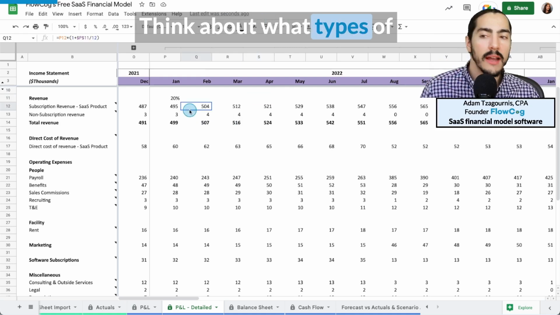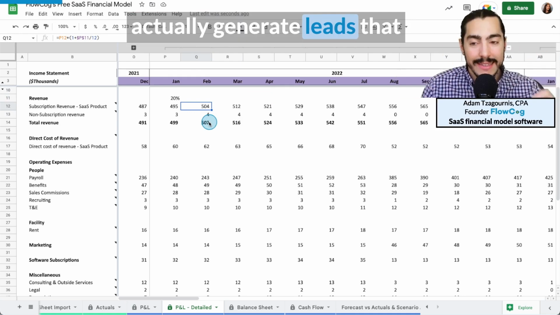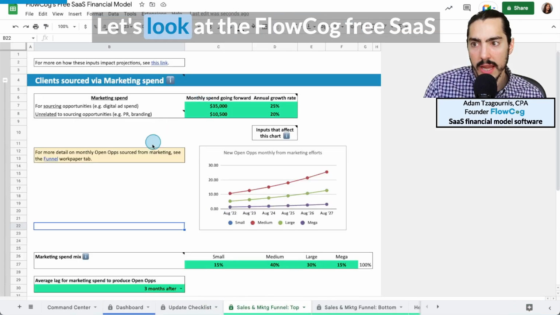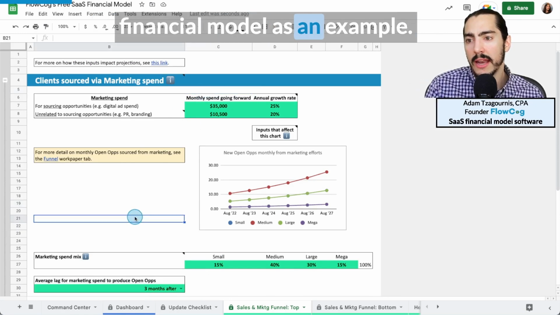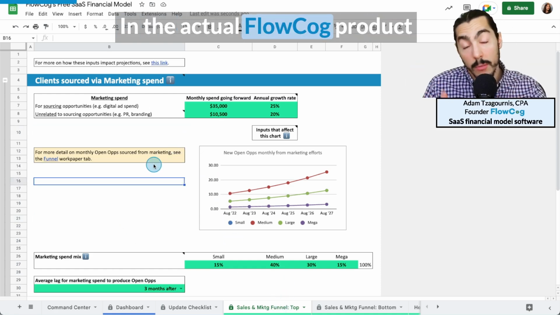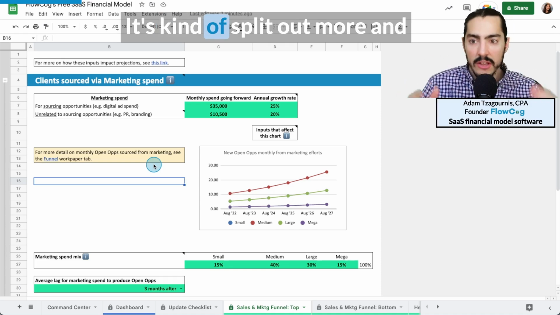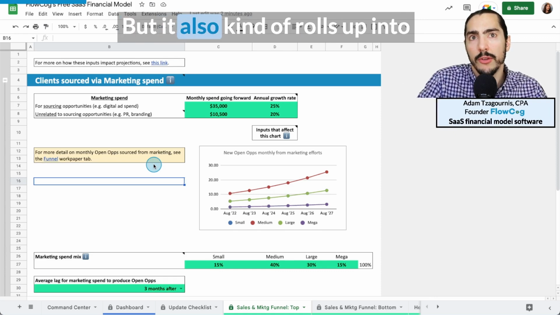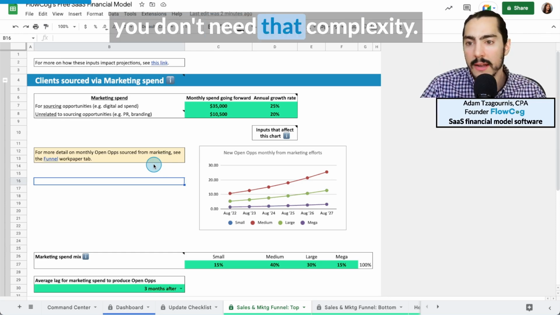think about what types of activities for a SaaS company actually generate leads that will eventually turn into customers that then pay you. Let's look at the FlowCog free SaaS financial model as an example. The sales and marketing funnel, the top of it. In the actual FlowCog product itself, there's a version of the sales and marketing funnel. It's kind of split out more, and there's some more knobs to turn if you need them, but it also kind of rolls up into more simplified assumptions if you don't need that complexity.